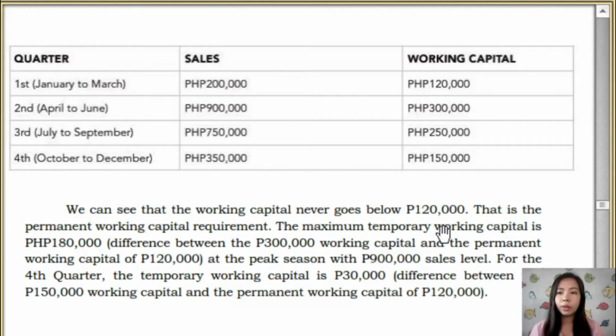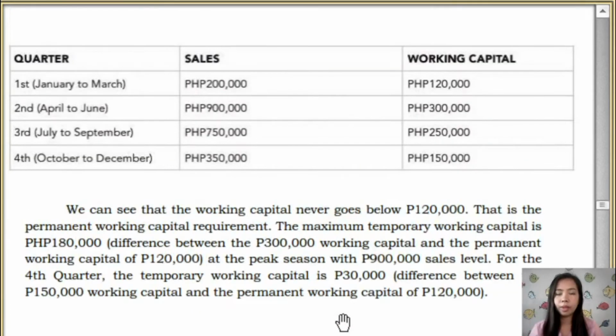The maximum temporary working capital is 180. Saan nakuha si 180? So, difference daw po siya ni 300,000, which is the maximum because peak season po ng ice cream natin ito, since it is yung ating summer season dito sa ating bansa. So, 300,000 less the permanent working capital. So, that is the maximum temporary working capital, 180. For the fourth quarter naman, temporary working capital is 30,000. So, 150 minus the 120. So, that is a temporary working capital.